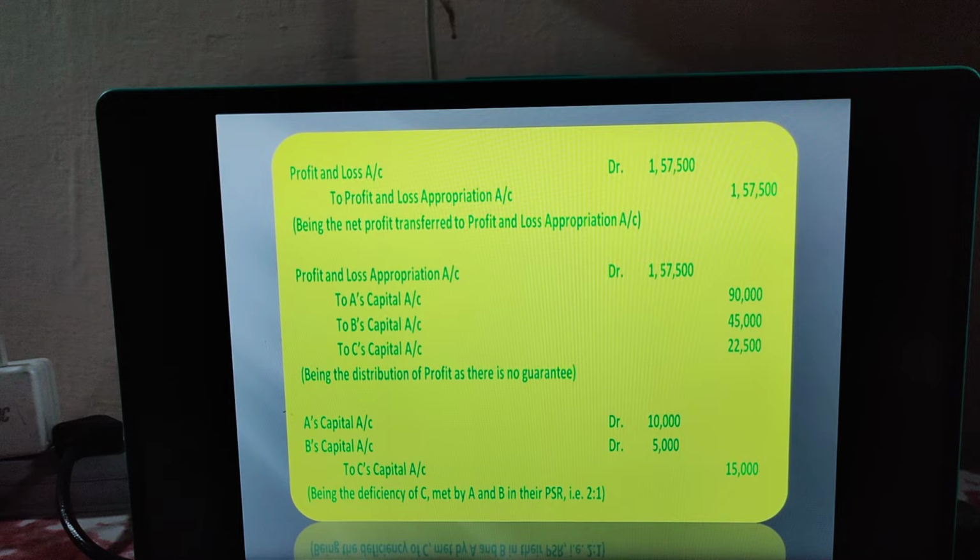Okay, C, class: profit and loss account debit to profit and loss appropriation account 1,57,500, being the net profit transferred to profit and loss appropriation account. Then we are transferring that amount to the partners' capital. So profit and loss appropriation account debit to A's capital, to B's capital and to C's capital. Now see, C is getting rupees 22,500 and C has a guarantee of 37,500. So we will come back to this point. We have to calculate the amount of deficiency to C.